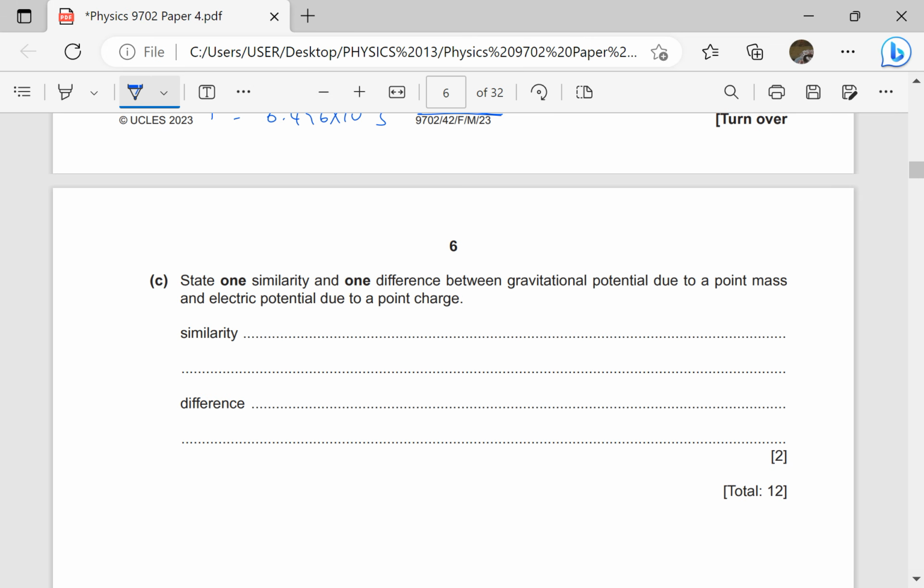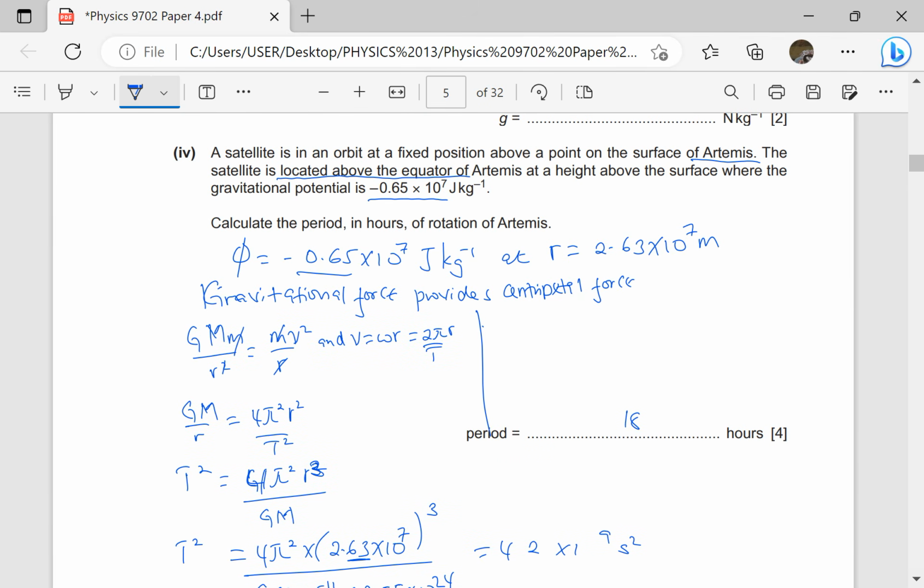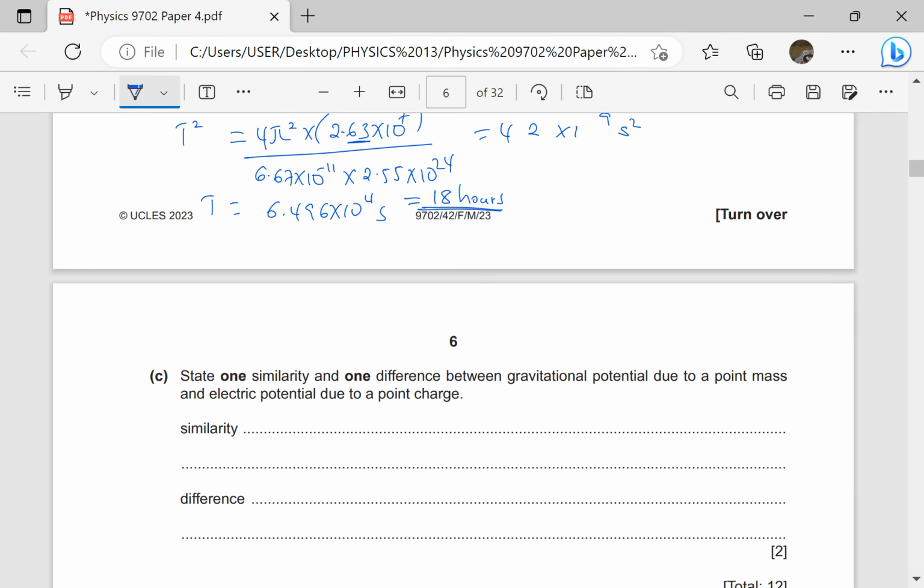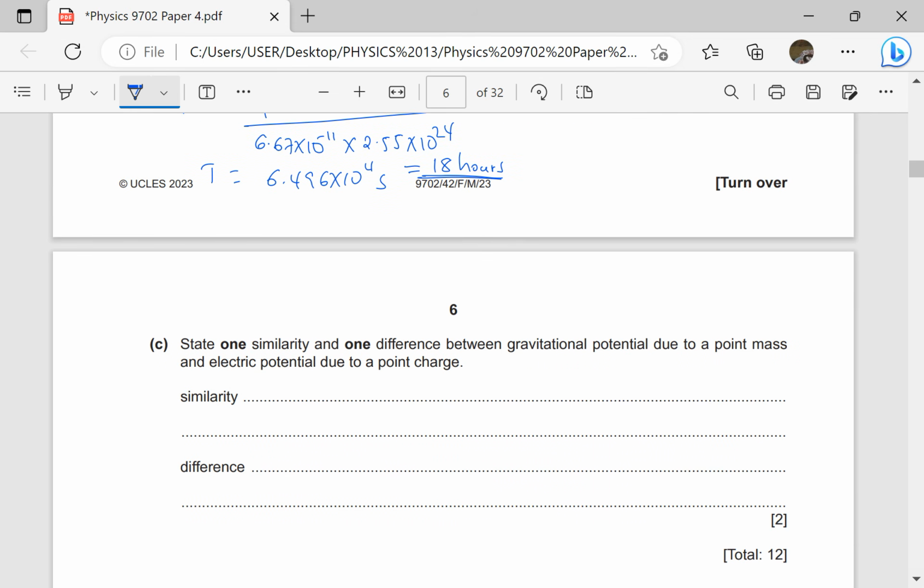State one similarity and one difference between gravitational potential due to a point mass and electric potential due to a point charge. Of course, I will begin with the similarities. We know that gravitational potential due to a point mass is inversely proportional to the distance from a given point. Similarly, electric potential due to a point charge is also inversely proportional to the distance from a given point. So that's one similarity.